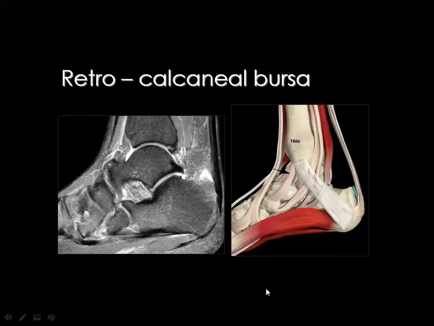Then the retrocalcanean bursa is a small bursa between the Achilles tendon and the back of the calcaneus. Any bursa is not usually seen on imaging unless it is filled by fluid. And one of the causes of fluid in the bursa is inflammation. A few drops of fluid are allowed in the normal bursa in the retrocalcanean area. But if you see too much fluid like this, it means that this bursa is inflamed.